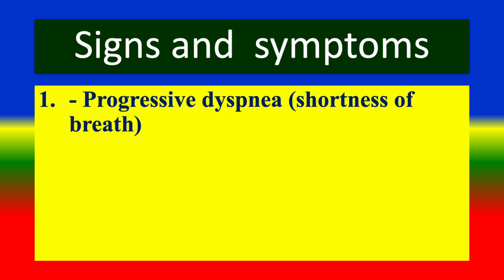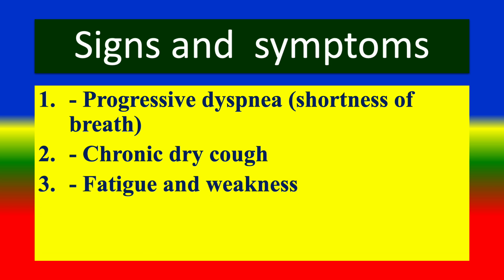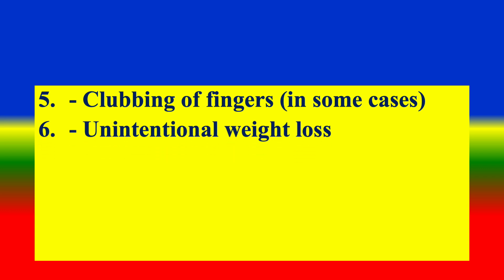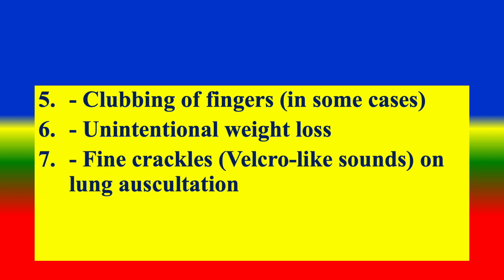Signs and symptoms. 1. Progressive dyspnea, shortness of breath. 2. Chronic dry cough. 3. Fatigue and weakness. 4. Chest discomfort. 5. Clubbing of fingers in some cases. 6. Unintentional weight loss. 7. Fine crackles on lung auscultation.